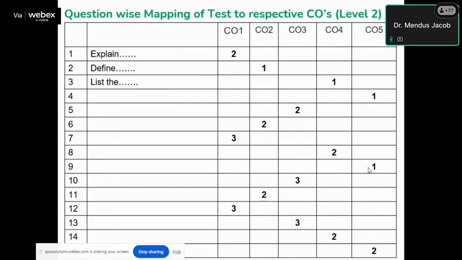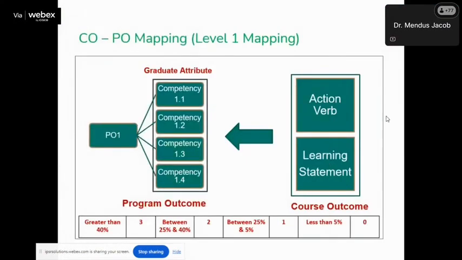You can see there are around 15 questions. It's only an example. Then suppose there are 5 COs, each question mapped with a different CO with different mapping strengths. This is only an example. Okay. So this is what we will get after mapping each question with the different COs. Then the COPO mapping. This is the level 1 mapping. Already I have mentioned it earlier.